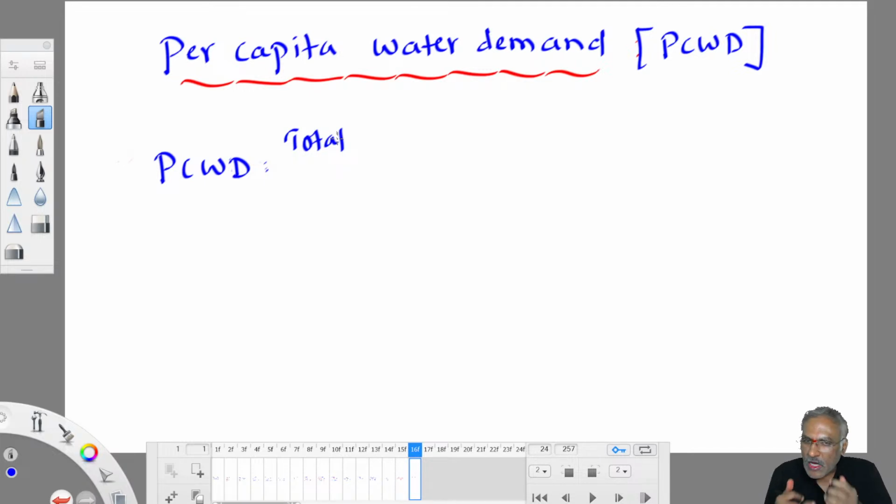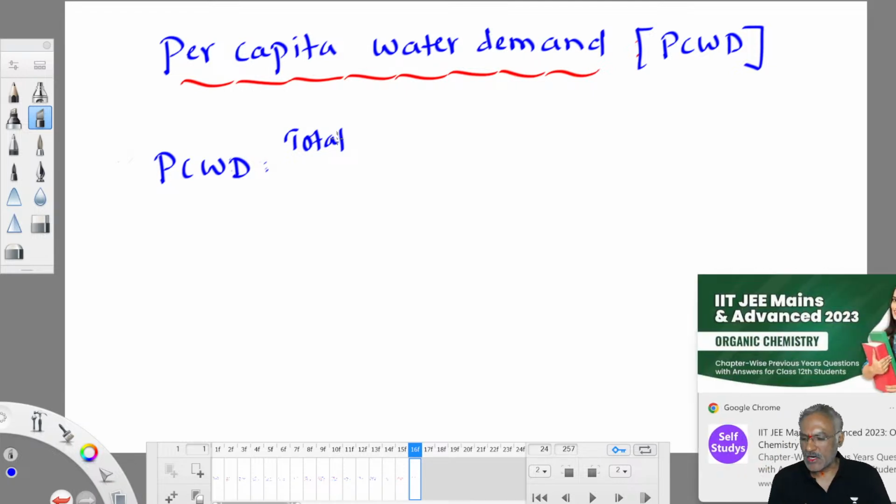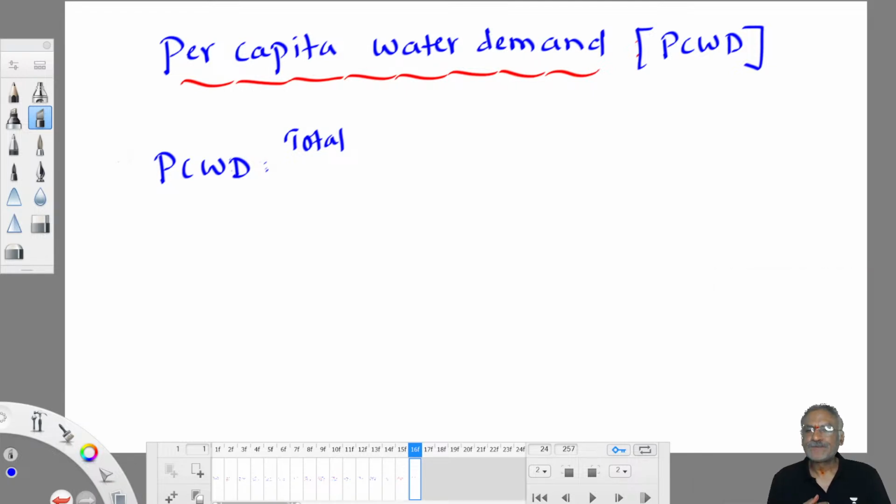Demands vary from time to time. Demands vary hour to hour in a given day, day to day in a given month, month to month in a given season, and season to season in a given year. So all these things we have to take into account, and it is very difficult to take all of them into account while working this out.